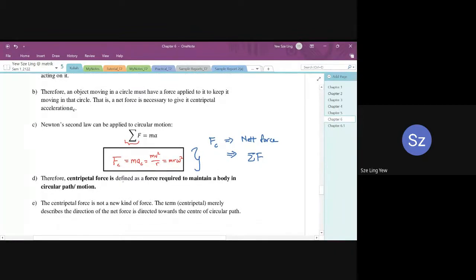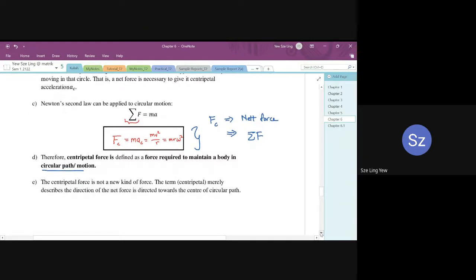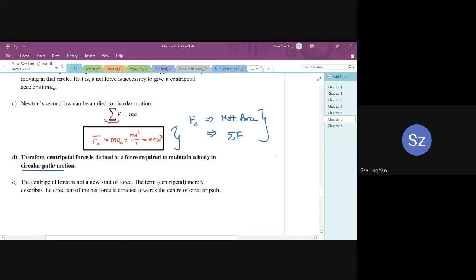So centripetal force is defined as a force required to maintain a body in a circular motion. That is what I told you just now. So Fc represents the net force, the total force that is needed to keep objects moving in circular motion. It doesn't represent any basic forces. So remember, do not put it in your free body diagram.